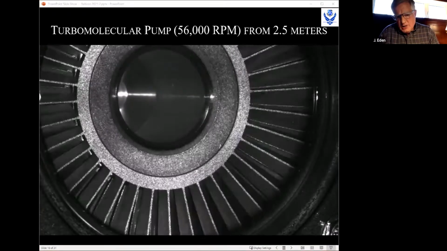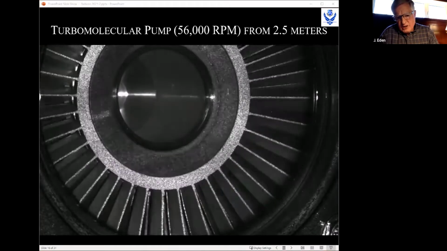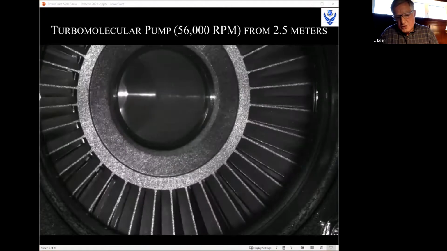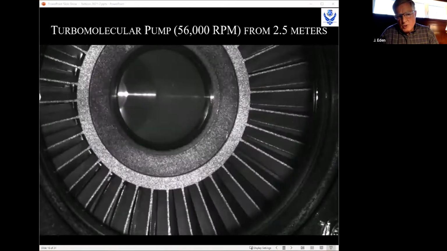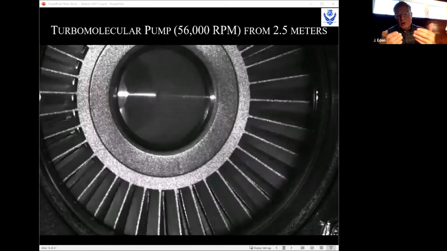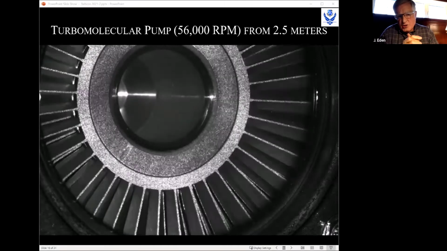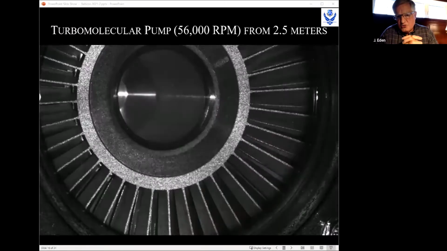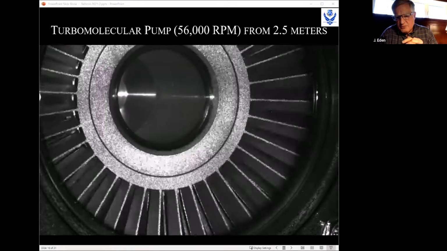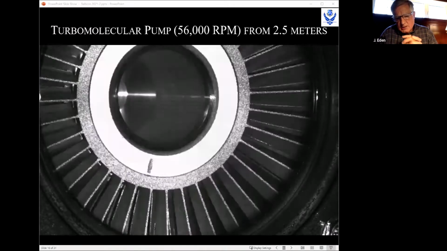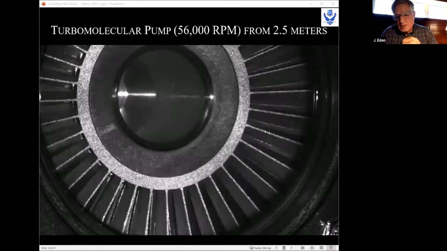But now you're looking at a video that was taken with that same laser operating with more than 4,000 microbeams. It is viewing a turbomolecular pump, the outermost rotor of the pump, while it's rotating at 56,000 RPM. We're viewing it from a distance of 2.5 meters, and the resolution is about 1/10 of a millimeter.